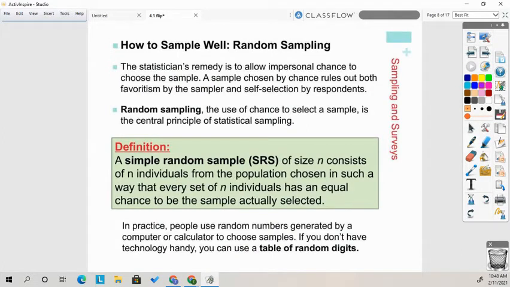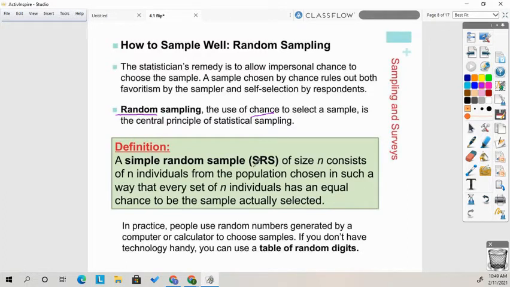All right, so how to sample well, how to do a good sample. Good sampling has to have some kind of randomness to it. The people weren't chosen by some haphazard design. They were chosen where it was an equal chance of everybody being picked.